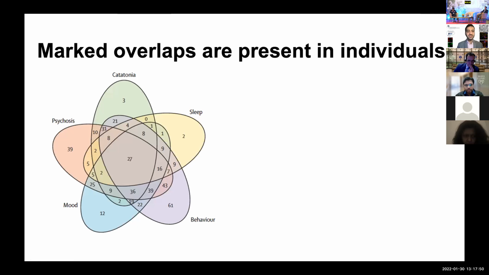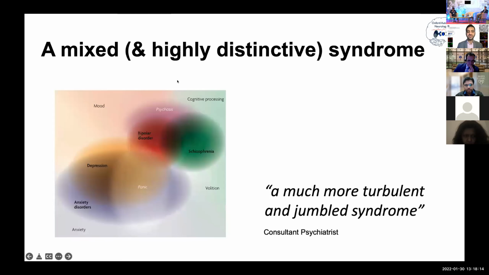And so if you plot the data from this and you ask where are the overlaps in this disorder, many patients sit in the middle or in an overlap region across these 5 traditionally distinct categories. So it's a really mixed syndrome. And the consultant psychiatrist who used to work with me on this disorder used to call it a much more turbulent and jumbled syndrome than he's seen before. This picture nicely illustrates that sort of jumble, sometimes called transdiagnostic in the psychiatry world particularly.